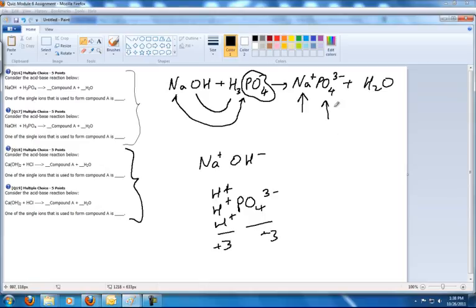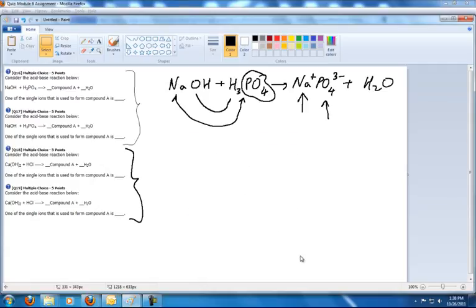Alright, so we're going to go ahead and continue this problem, even though we technically answered it. And what we're going to do is join those things together and figure out what kind of compound we're going to get. Alright, so I'm going to rewrite this NaOH plus H3PO4.